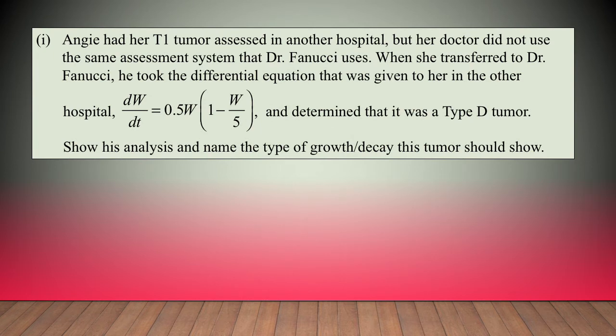Part I reads, Angie had her T1 tumor assessed in another hospital, but her doctor did not use the same assessment system that Dr. Finucci uses. When she transferred to Dr. Finucci, he took the differential equation that was given to her in the other hospital, dw/dt equals 0.5 w times the quantity 1 minus w over 5, and determined that it was a type D tumor. Show his analysis and name the type of growth or decay this tumor should show.